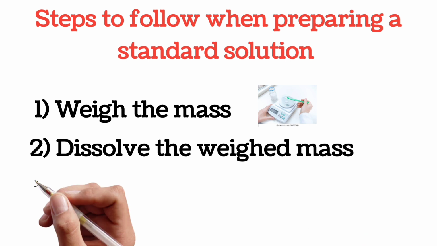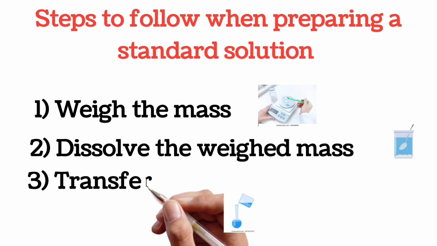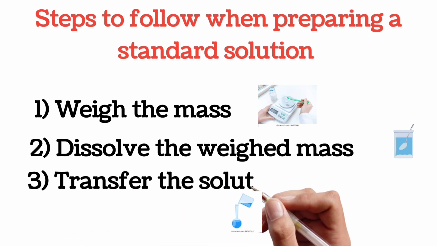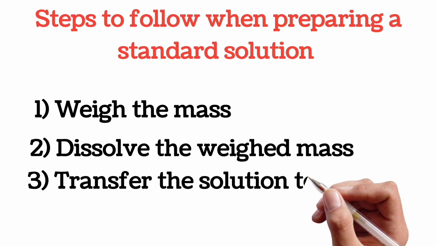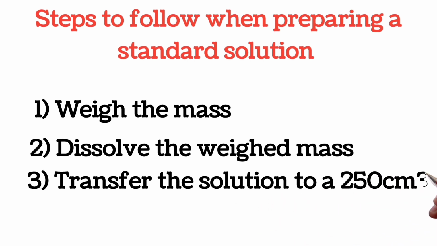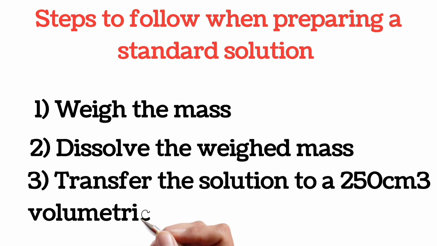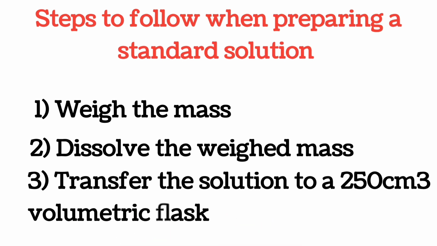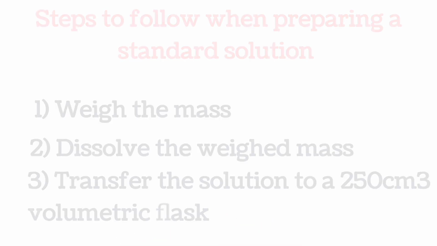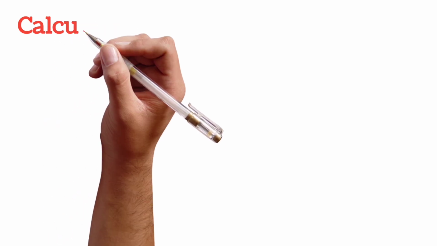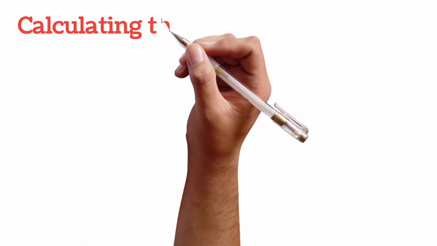We are moving into the steps or the procedure followed when preparing a standard solution. The very first one, we are going to weigh the mass using a scale balance. Second, we are going to dissolve the weighed mass using distilled water. And the third, we are going to transfer the solution into a 250 cm³ volumetric flask. The very first step we saw in the procedure for preparing a standard solution was to weigh the mass.